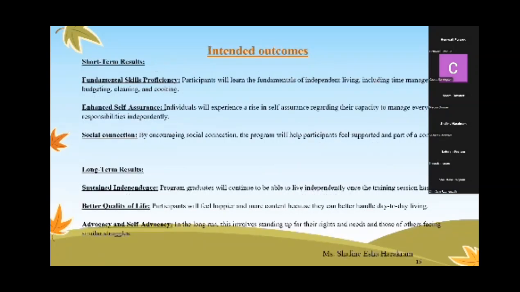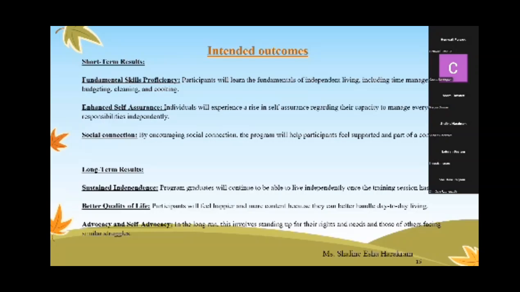I will be looking at intended outcomes for independent living skills. Some short-term results are fundamental skills proficiency. Participants will learn the fundamentals of independent living, including time management, budgeting, cleaning, and cooking. Next one we have is enhanced self-assurance. Individuals will experience a rise in self-assurance regarding their capacity to manage everyday responsibilities independently. Social connection. By encouraging social connection, the program will help participants feel supported and part of a community.